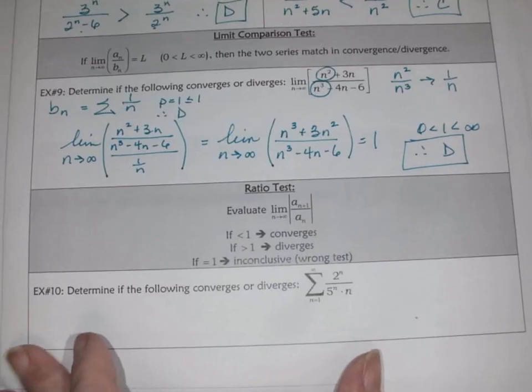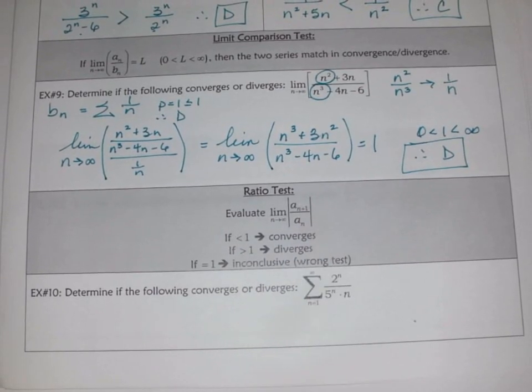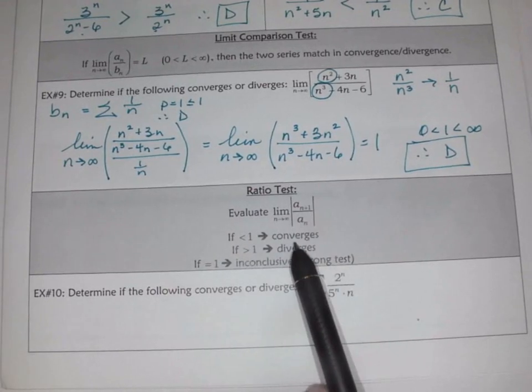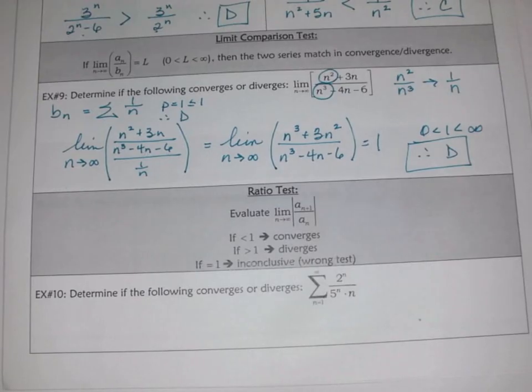Okay, ratio test is the one that you liked. We did the ratio of the n plus 1 term over the nth term, and if that ratio is less than 1, then it converges. Greater than 1, it diverges. If it's equal to 1, then we picked the wrong test.